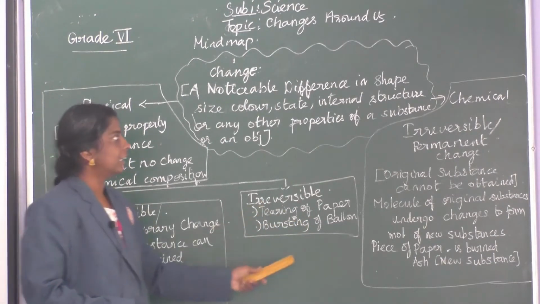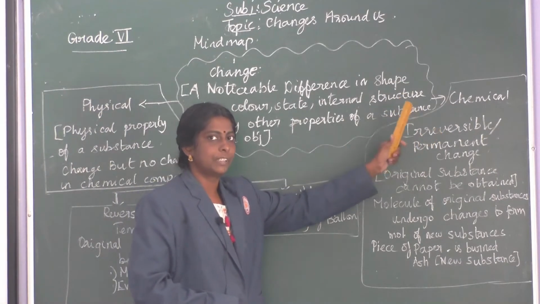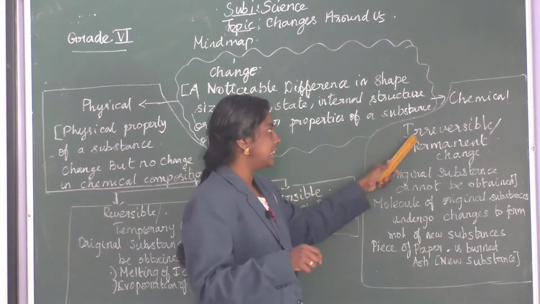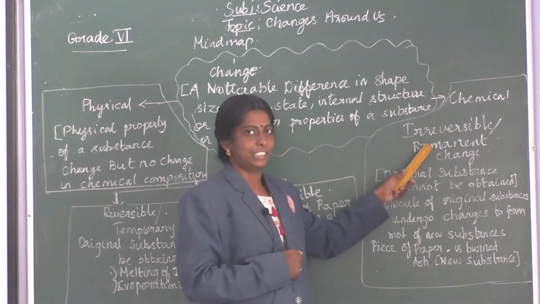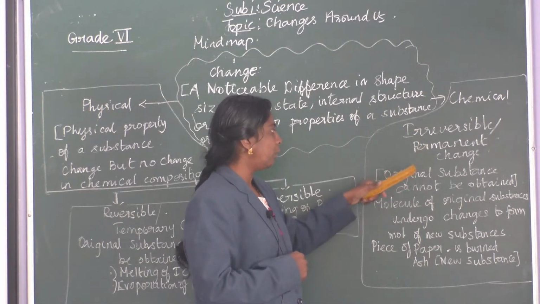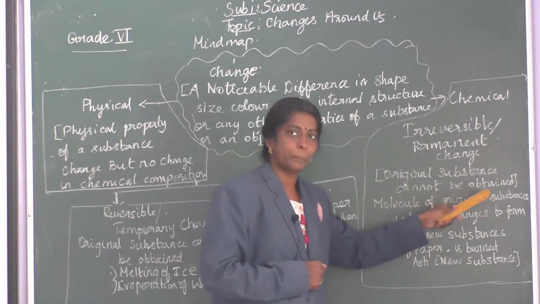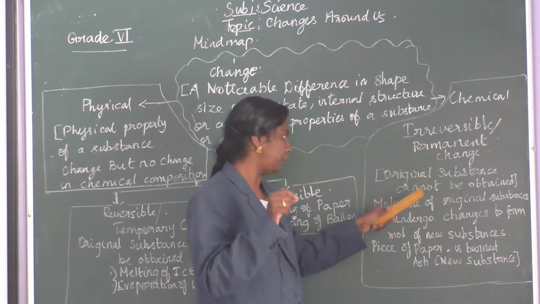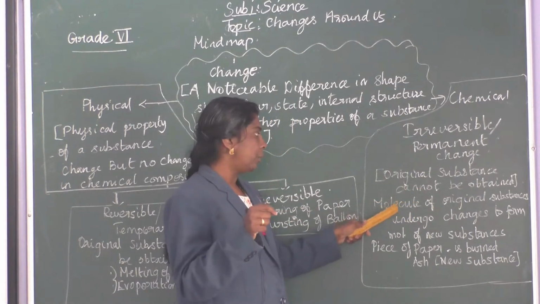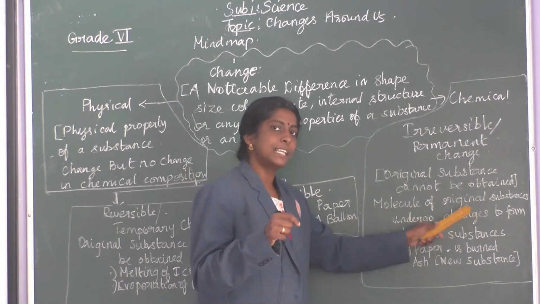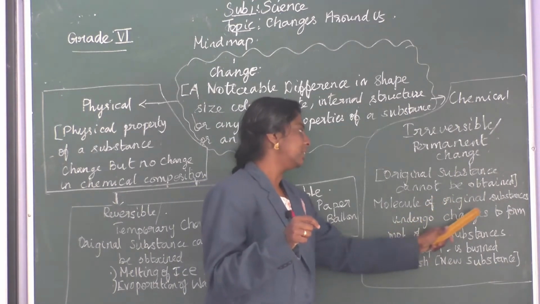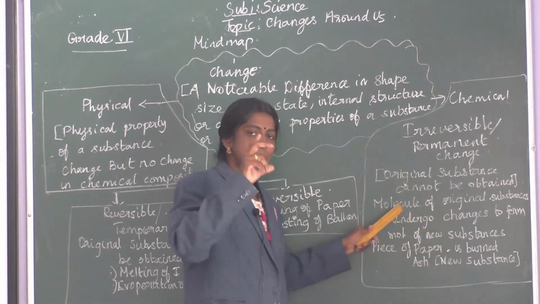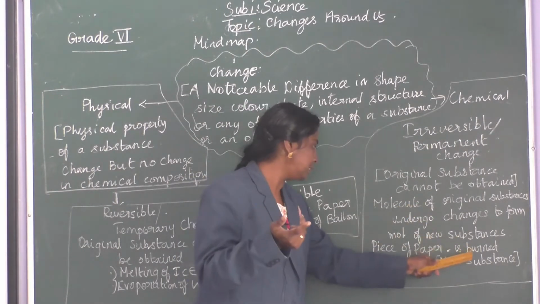Then about the chemical change. It is also termed as irreversible or permanent change. So, here the original substance cannot be obtained. After this chemical change, the original substance cannot be obtained. Meaning to say, the molecules of the original substances undergo changes to form the molecules of new substances. Original substances will get changed to new substances.